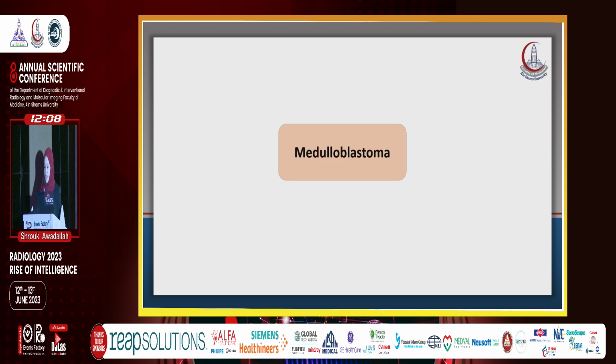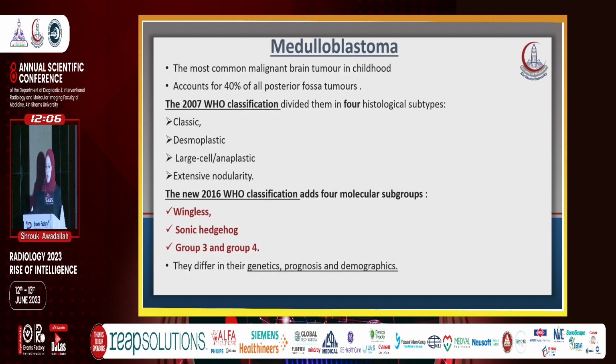Okay, the first choice is medulloblastoma, which is the most common malignant brain tumor in childhood. It accounts for 40% of all posterior fossa tumors, and the previous 2007 WHO classification divided medulloblastoma into 4 histological subtypes: classic, desmoplastic, large cell anaplastic, and extensive nodularity. The 2016 WHO classification adds 4 molecular subgroups, which are wingless, sonic hedgehog, group 3 and group 4, which differ in their genetics, prognosis, and demographics.